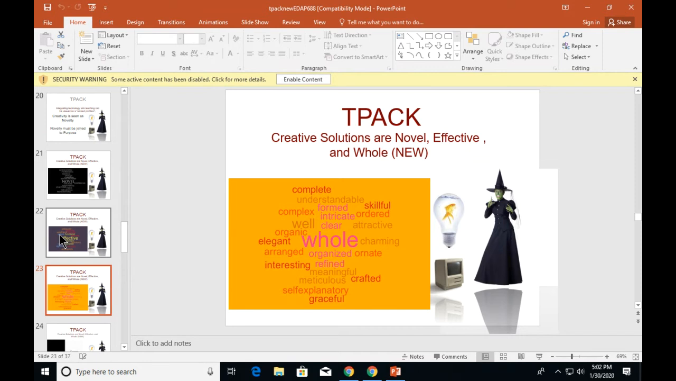Now you're starting to see a picture of what we think technology in a classroom should look like. It should be the tool, not first, not foremost. It should be the tool that when we are ready, we turn to and we implement into the classroom.